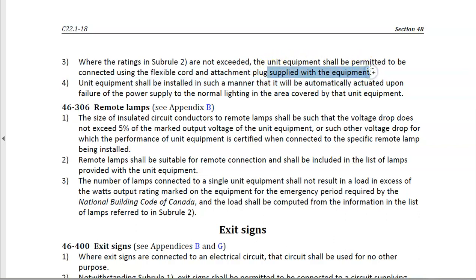You're not allowed to just grab a piece of unit equipment, scab on your own cab tire and a big old yellow cord end onto there. If it is not rated by the manufacturer and come as part of the equipment, we cannot go and use it.